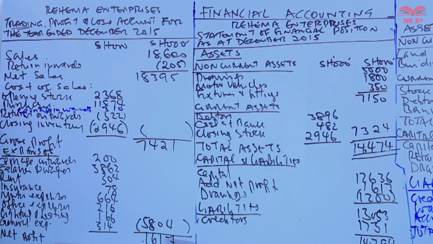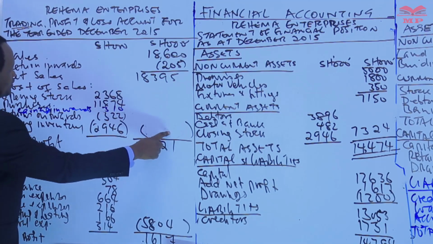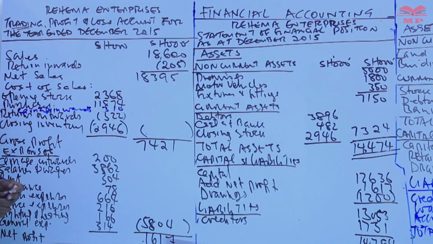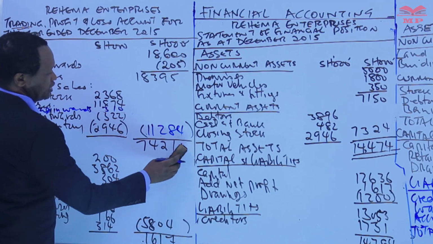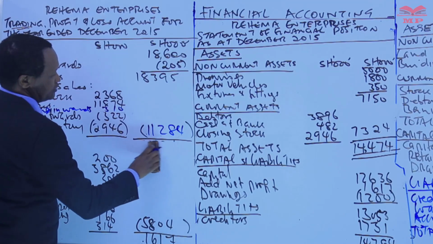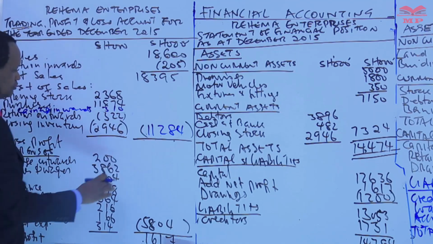Please redo the cost of sales. 2368 plus 11,874 plus 310 minus 322 minus 2946. What is the cost of sales? $11,284. This $11,284, deduct it from the net sales. What is the right gross profit?